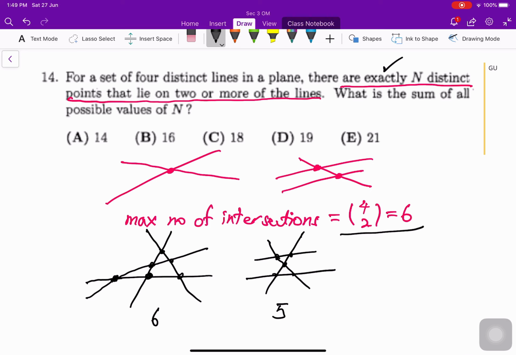Look at this particular point here. Can you see that it lies on this line, and what else? It lies on these two lines. Then let's look at this point. It lies on this line and this line. Two or more of the lines. Therefore in this case, each one of them actually lies on two lines.